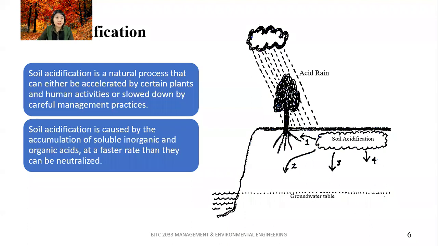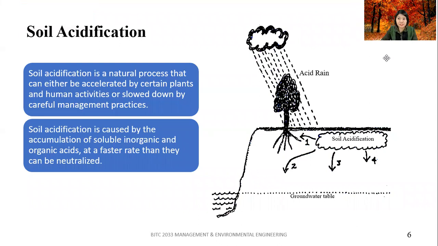Okay. So this is something about acid rain acidification. You can see from here, we call it soil acidification. And then you can see this is the acid rain. What will happen when the acid rain comes down? Besides the trees dying, there are 4 things that will happen and cause the soil to become acid. Once the acid rain goes to the soil, the soil will become acid.